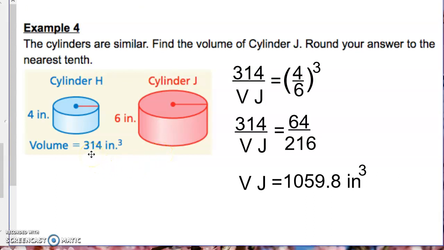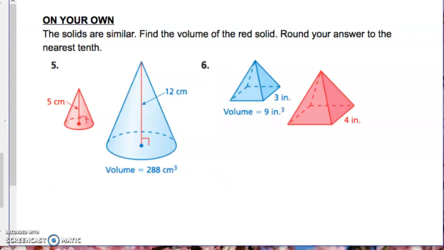So I start by doing the volume of H, which is 314, over the volume of J, which is what I don't know. And that is equal to this linear measure here, 4, compared to this linear measure here, 6, to the third power. So then I do 4 to the third power, which is 64, 6 to the third power, which is 216, and then I just have to solve this proportion. 314 times 216 divided by 64 means the volume of cylinder J is 1059.8 inches cubed, rounded to the nearest tenth. All right, you can pause the video and try these two on your own.